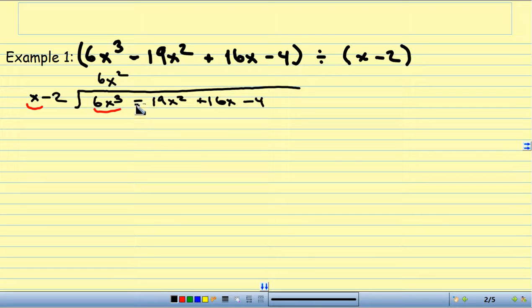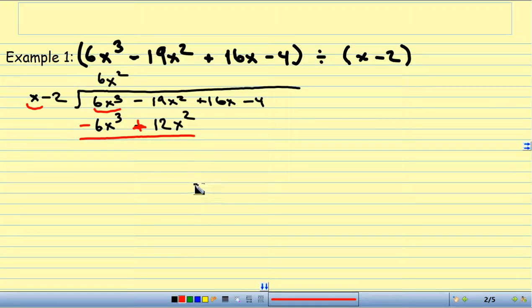Now, I'm going to take this 6x squared and I'm going to multiply it into x minus 2. So 6x squared times x is going to give me 6x cubed. 6x squared times negative 2 gives me negative 12x squared. And now what I'm going to do, I'm going to change the signs of everything that I have in the bottom. So it's a positive, it becomes a negative, and if it's a negative, it becomes a positive.